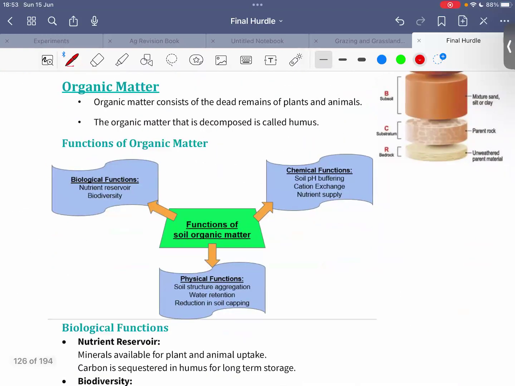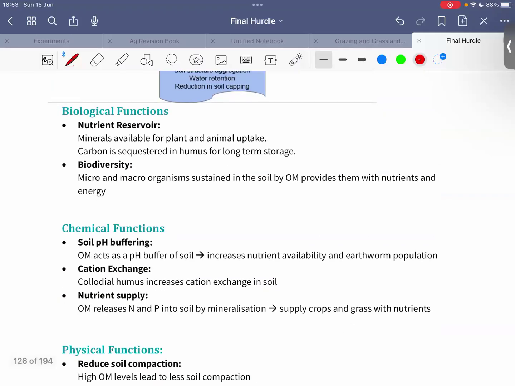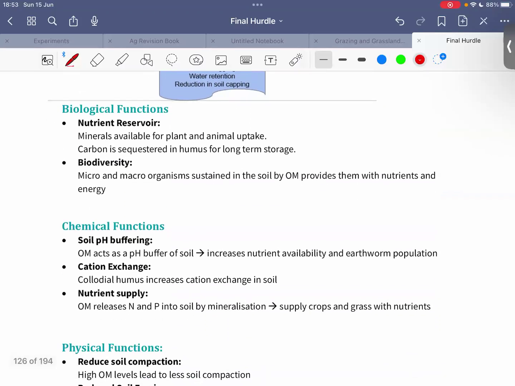Right, organic matter. Okay, functions of our organic matter. What is organic matter? We're talking about it all evening. Organic matter consists of dead remains of plants and animals. Okay, so dead remains of any insects or anything like that, or any dead leaves. And the organic matter, when it's decomposed, is going to be known as humus. We have different functions of our organic matter. So we have biological functions, we have chemical functions, we have physical functions.